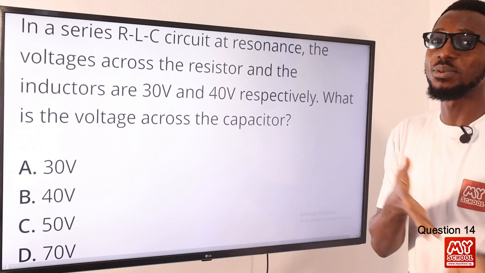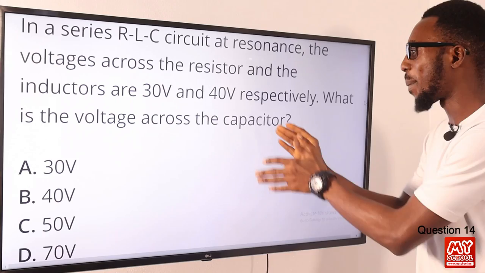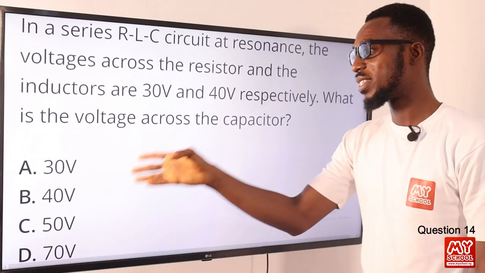Right there at resonance, this alters everything we're supposed to do. At resonance, the inductor and capacitor have the same value. So if the inductor is 40 volts, then for the capacitor we're talking about 40 volts. So option B is the correct option.